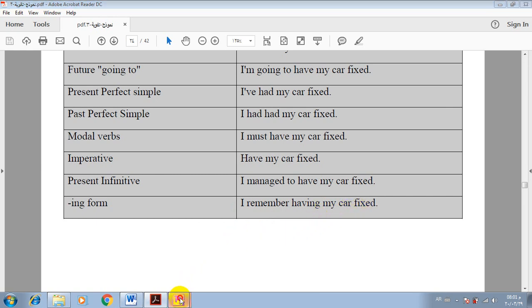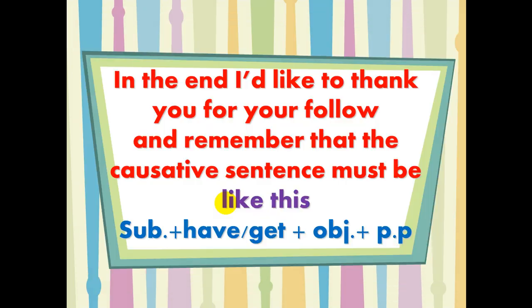Okay, my dear students, this is our rule for today. In the end, I'd like to thank you for your follow, and remember that the causative sentence must be like this: subject plus have or get, we can use get instead of have, plus object plus past participle.